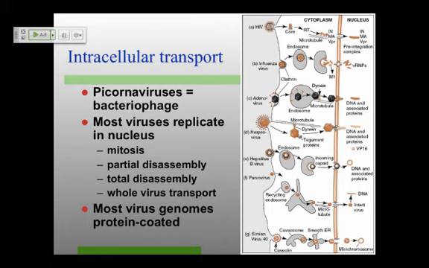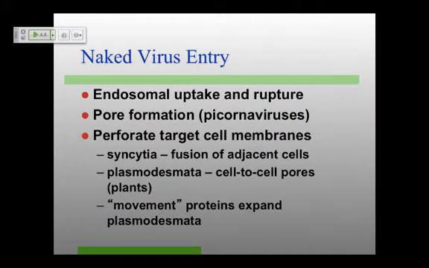Most of these picornaviruses are non-enveloped, and so they end up coming in through this non-fusion process. How does that happen? Again, almost always for these naked viruses, it's an endosomal uptake. Sometimes, you'll just make a pore on the outside, like the bacteriophage. You've got to get in somehow. Again, you've got to get through these cell membranes.